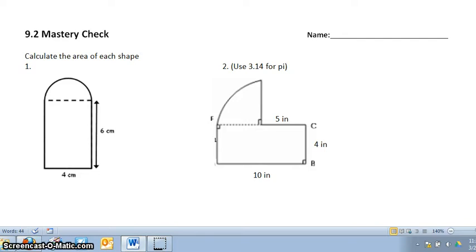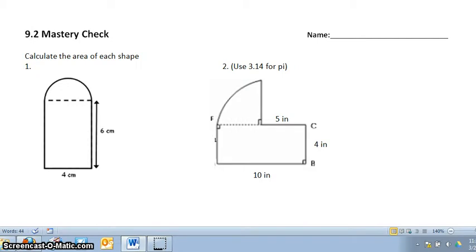Alright, this is the 9.2 mastery check, basically where we are asked, just like in the 9.1 mastery check, to find the area of complex figures. The idea when you're finding the area of complex figures is to divide the shape into shapes that you already know how to find the area of, and then just add those areas together to find the area of the whole shape.